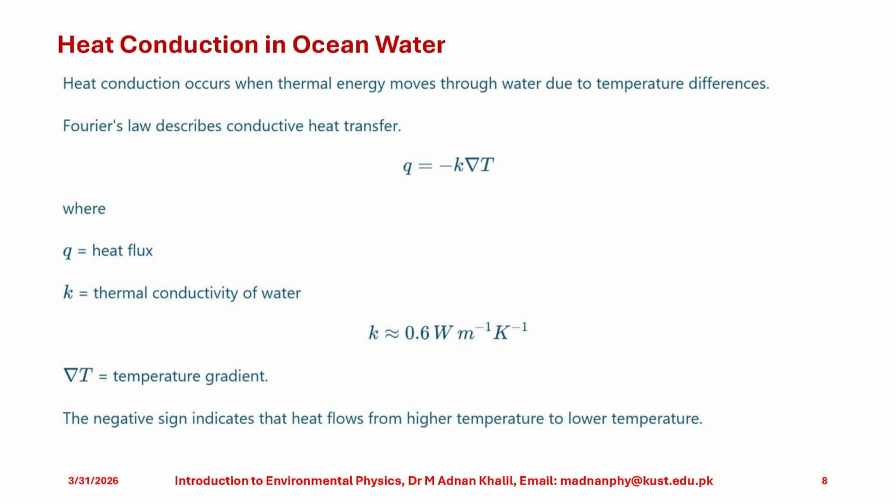Conduction is described by Fourier's law, where q = -k ∇T. Here q is the heat flux, k is the thermal conductivity, and ∇T is the temperature gradient. The negative sign means heat always flows from higher temperature to lower temperature. In simple words, heat moves from warmer water towards colder water. In the ocean, conduction does occur, but compared to large-scale water movement, it is not the dominant mechanism of heat transfer. Still, it is important for understanding small-scale vertical heat exchange.